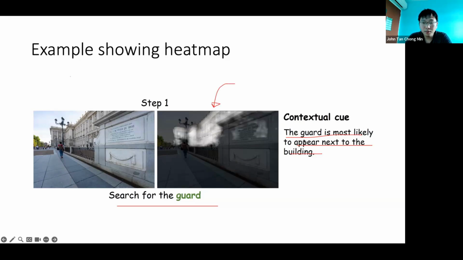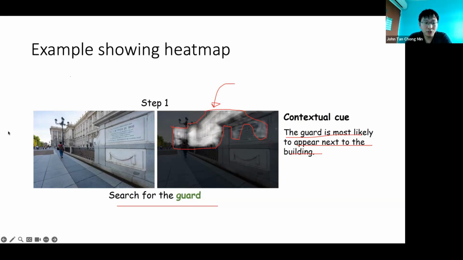So based on this contextual Q, find out where the building is, because you can see this is the heat map generated by the Segment Anything model, the same architecture. So this basically generates where the building is. You can see it's quite nice, right? They identified most of the building correctly. So the guard might be here.